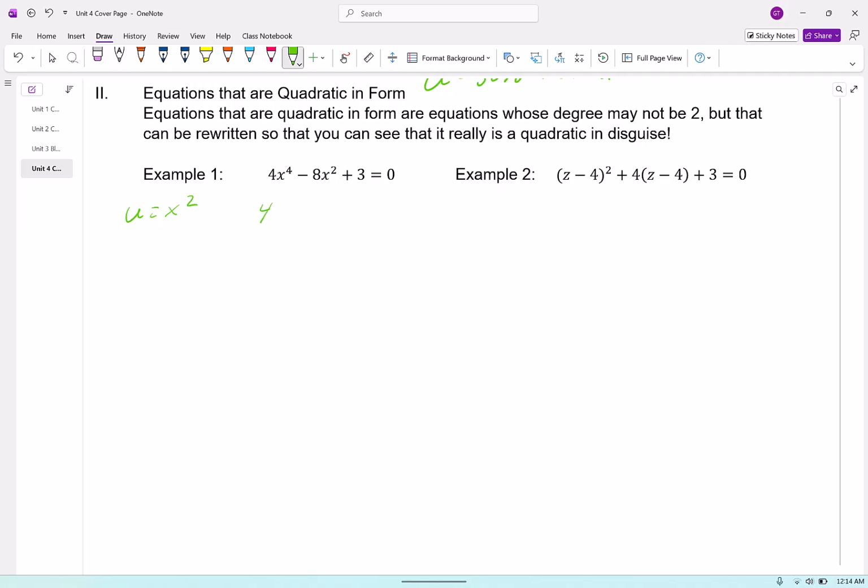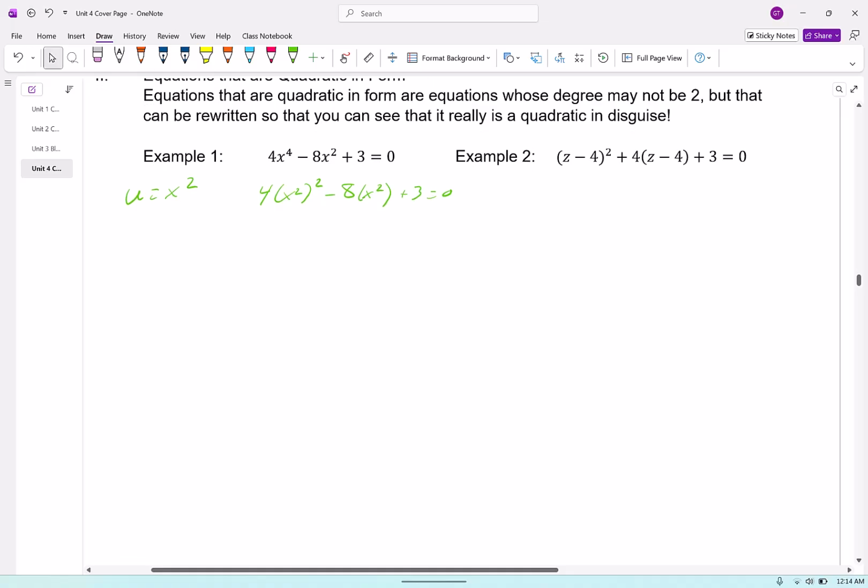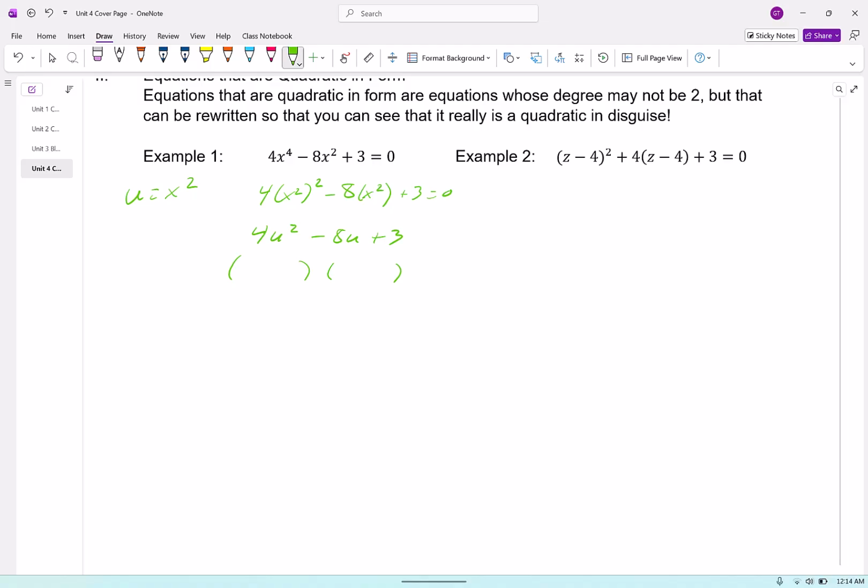So this becomes x squared squared minus x times x squared plus 3 equals 0. Well, now with that x squared, I could just make this 4u squared minus 8u plus 3. Okay, that looks a little bit more manageable than what we did. So I can do some factoring. All right, so I'm going to get 2u on each side.